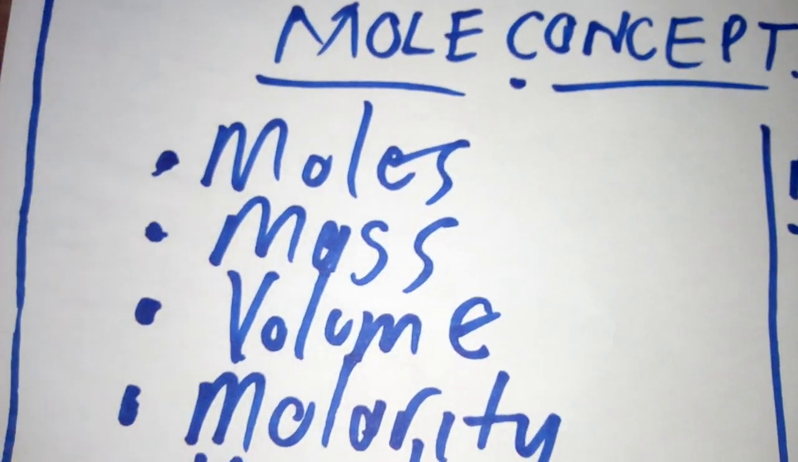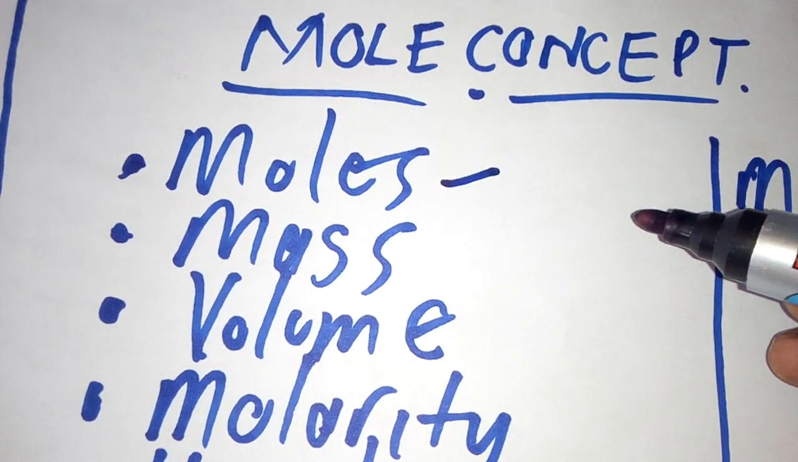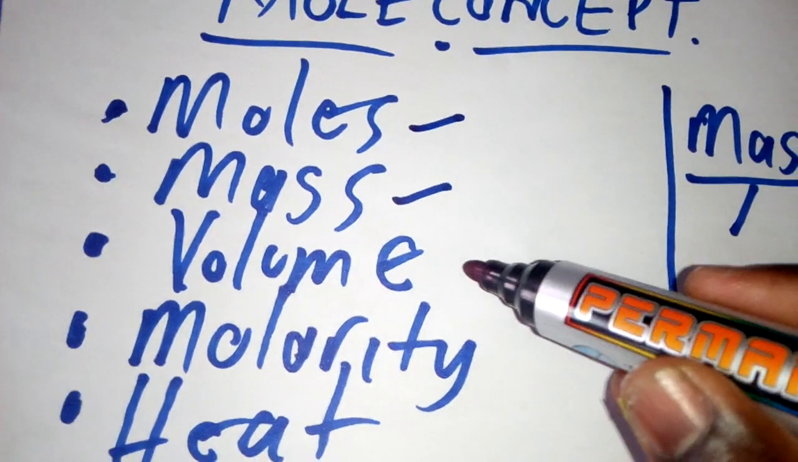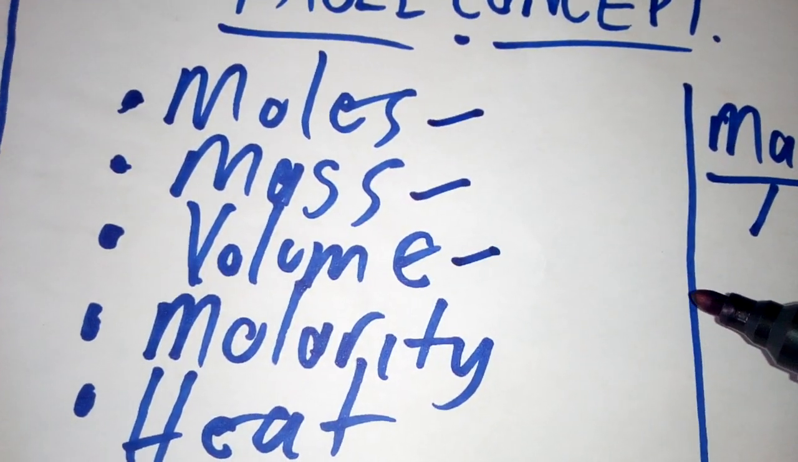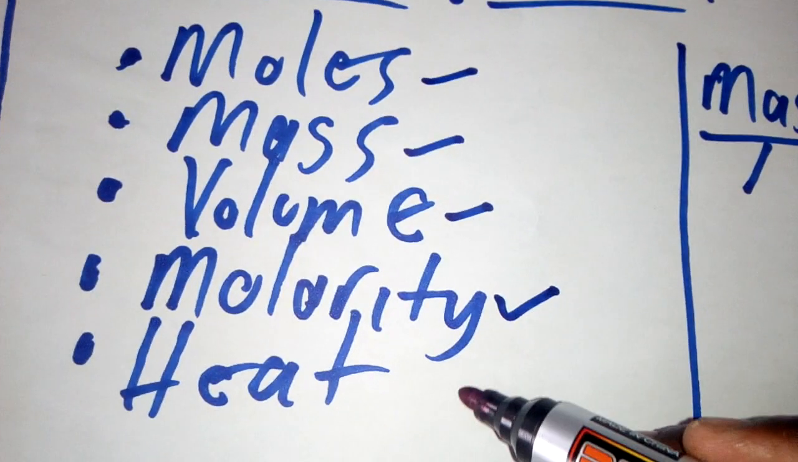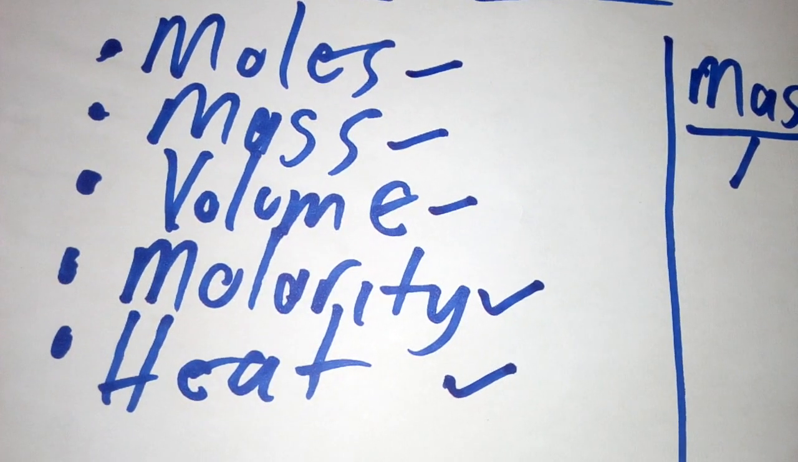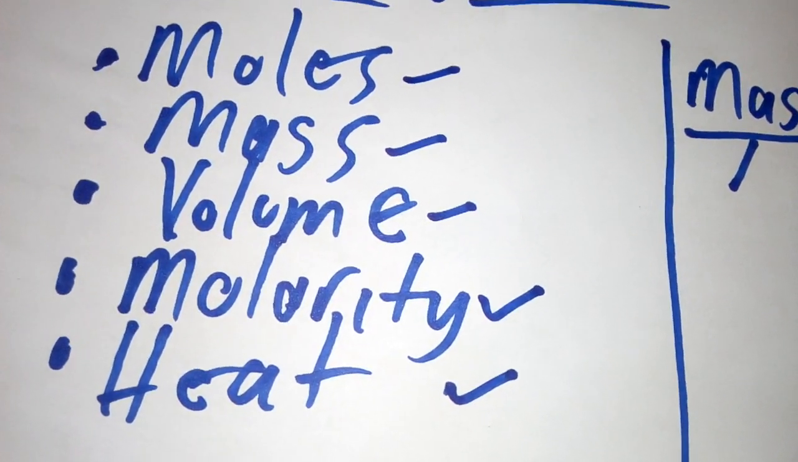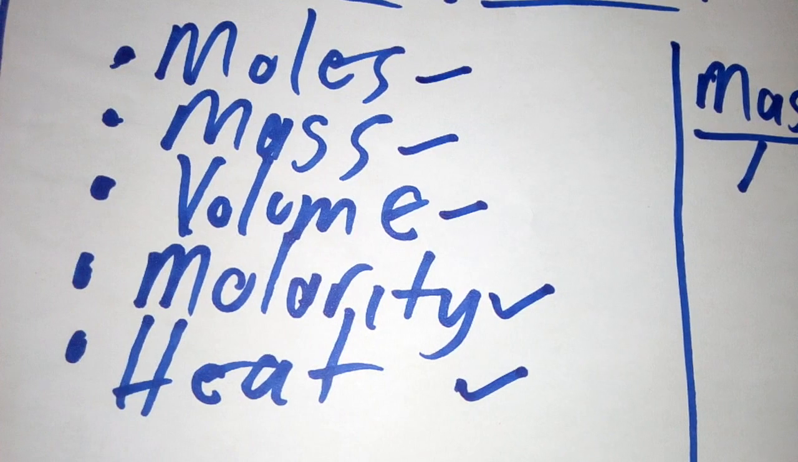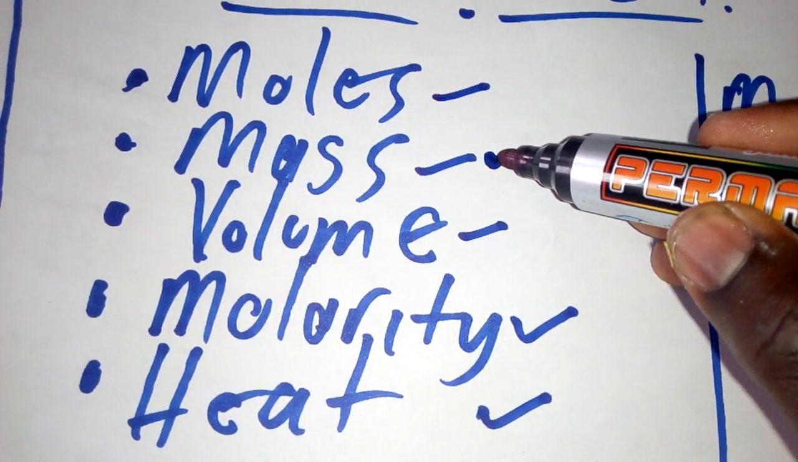Now we have the important things we should look at. One, look at the moles. You must understand the mole, the mass, and the volume. So we shall look at finding the moles, the mass, and the volume. Then we shall look at molarity and heat. Heat deals with thermodynamics, and that is also part of the mole concept. Our main focus today is going to be on the mass.